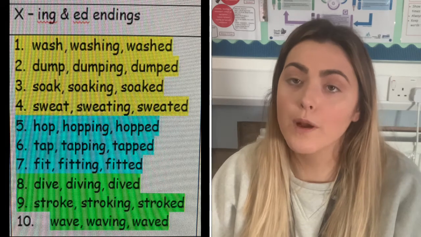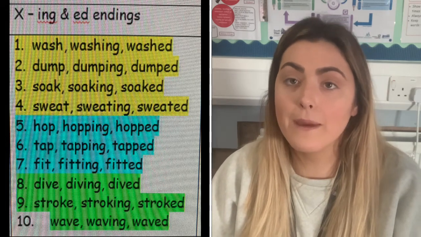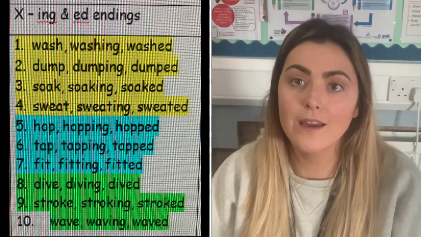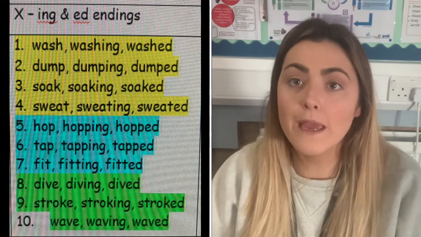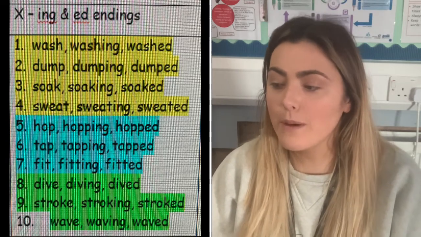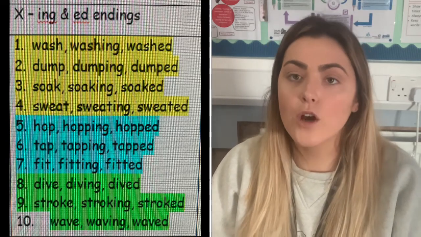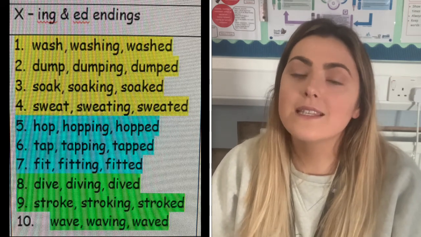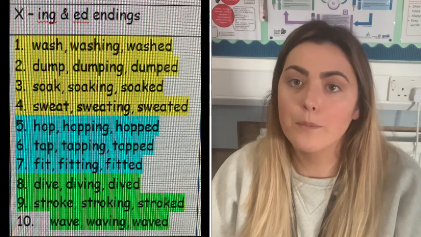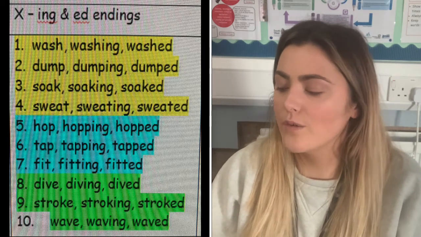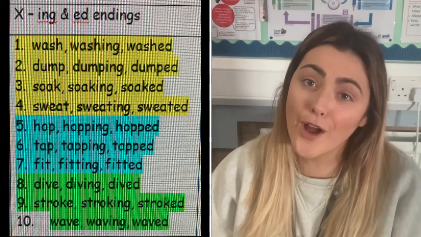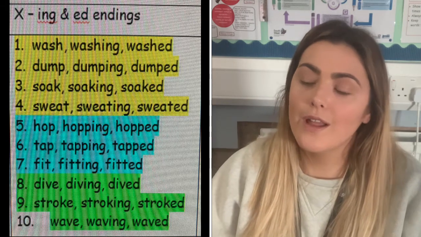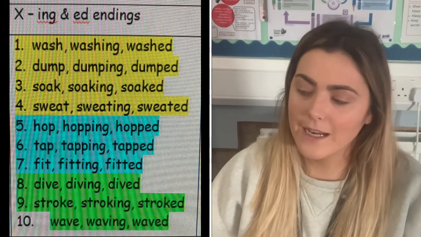So hop becomes hopping, H-O-P-P-I-N-G. We doubled the P. Or hopped, H-O-P-P-E-D. Again, we doubled the P. Let's look at tap. It goes from T-A-P to T-A-P-P-I-N-G for tapping, and T-A-P-P-E-D for tapped. So we double that P. So that's what happens when we have a single vowel before the last letter, which is a consonant.